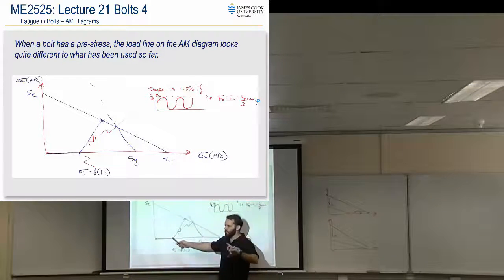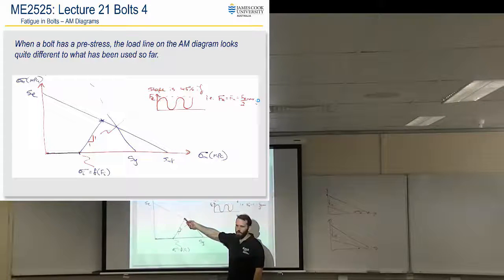Alright, so let's say now we've got more applied load going between 0 and something, amplitude goes up a little bit more, mean goes up a little bit more, we track all the way up until, boom, we hit that, and outside of that we fail. Yeah. So this is our load line with the bolt.